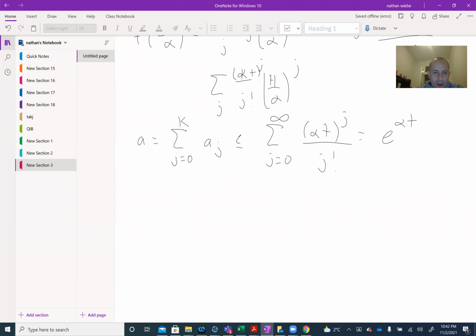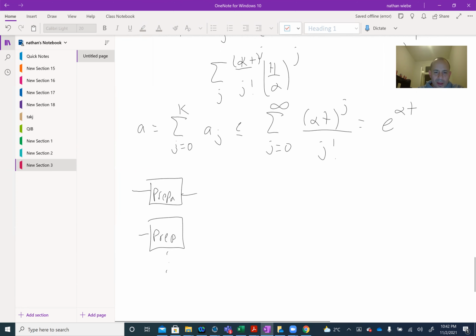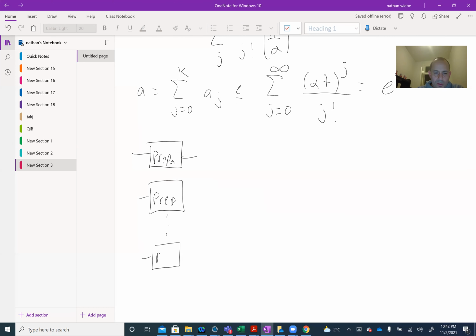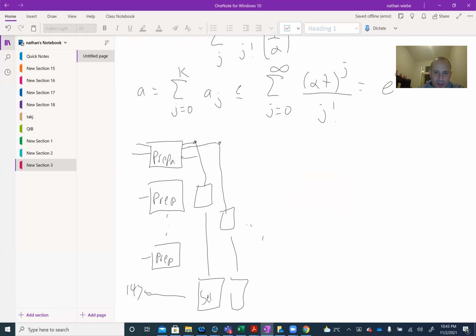And if you recall, our circuit for doing this involved an oracle that we called prep A. Then we had prep going all the way down to a final prep at the bottom. And we have our target state. Then what we're going to do is we would have a series of select operations of this form, going all the way down to the final one.